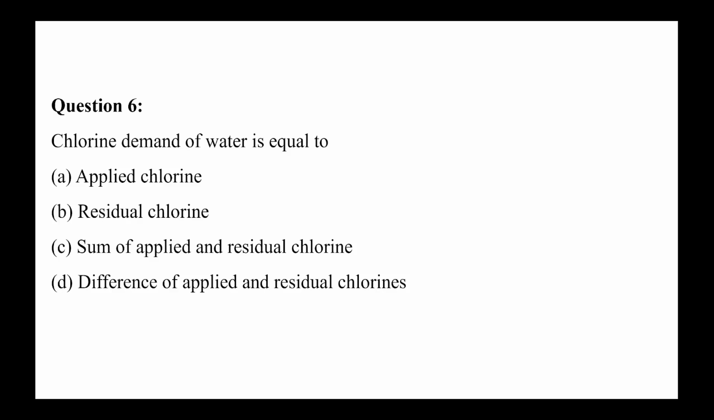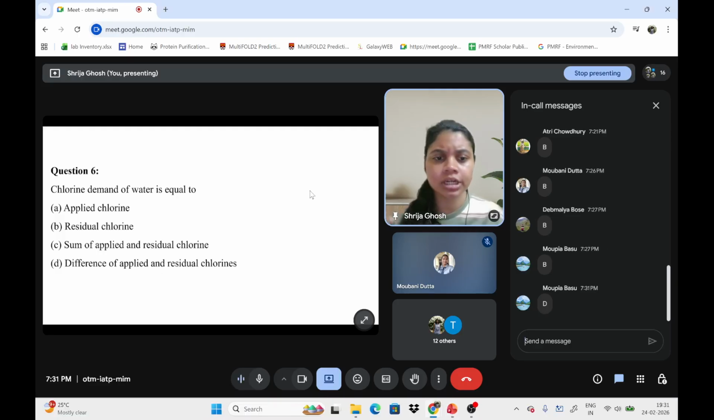Question number 6. Chlorine demand of water is equal to option A, applied chlorine, option B, residual chlorine, option C, sum of applied and residual chlorine, and option D, difference of applied and residual chlorine. What would be the correct answer?